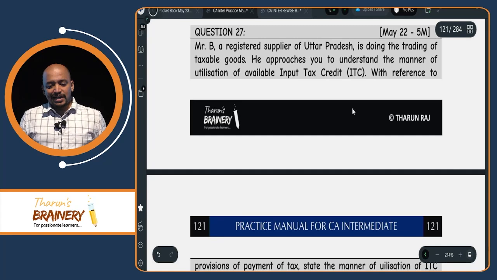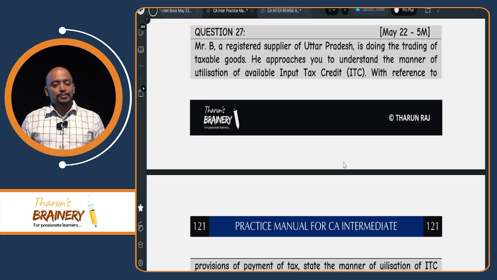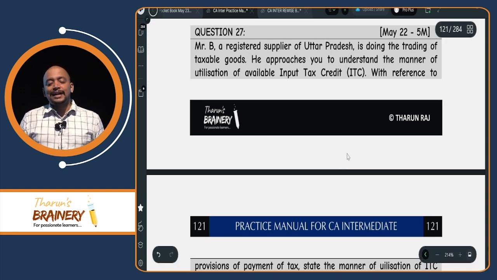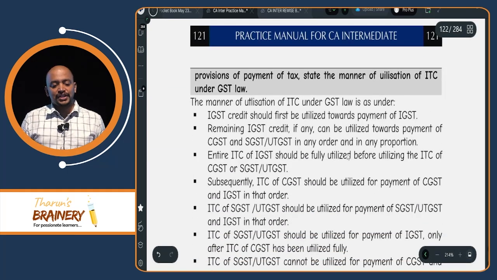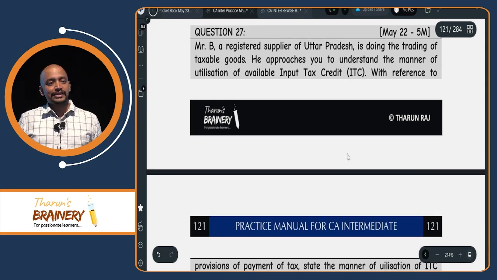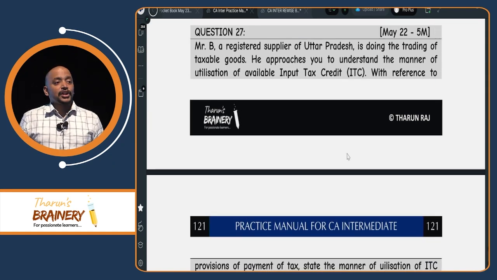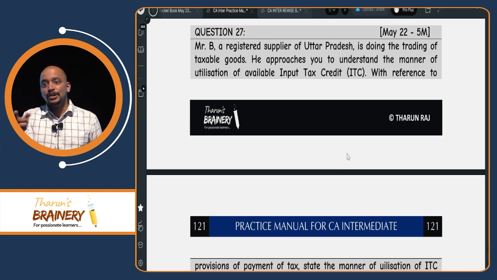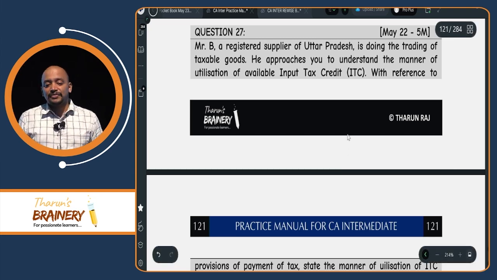Look into question number 27. Mr. B, a registered supplier of Uttar Pradesh, is doing the trading of taxable goods. He approaches you to understand the manner of utilization of available ITC with reference to provisions of payment of tax. So which one you need to write? Those 4 rules. Manner of utilization of ITC. So those 4 rules we need to write. Rule 1, there is no restriction with respect to IGST, with respect to others, respective credit should be used for payment of respective. Those 4 rules we discussed now, that we need to write.